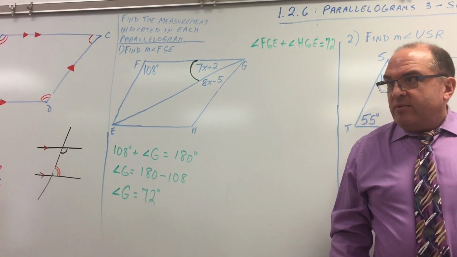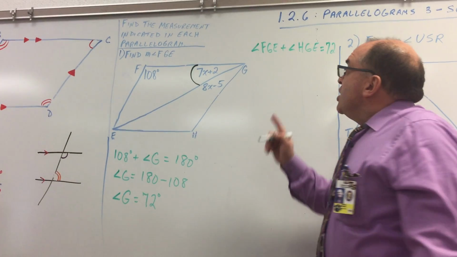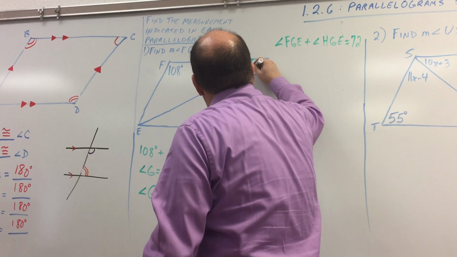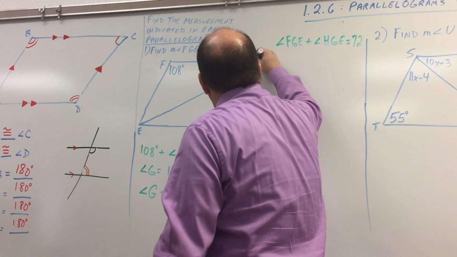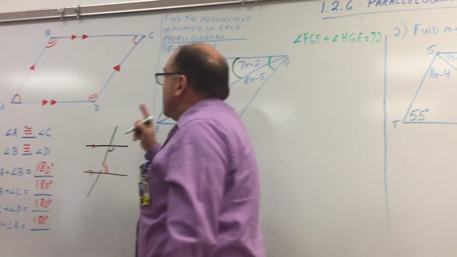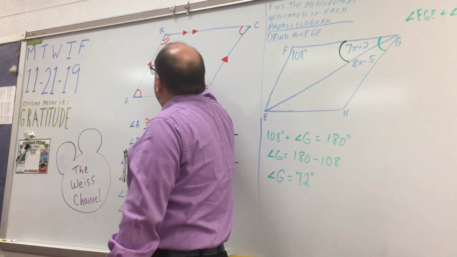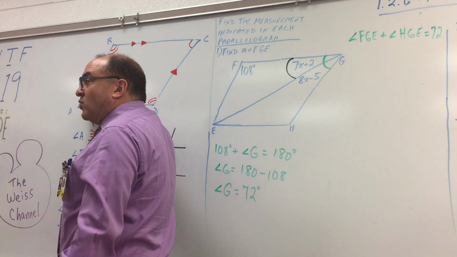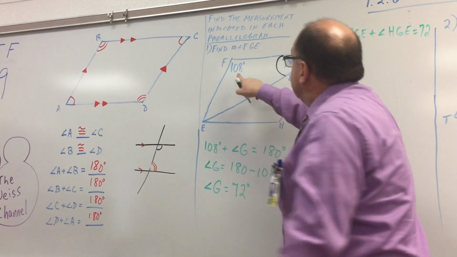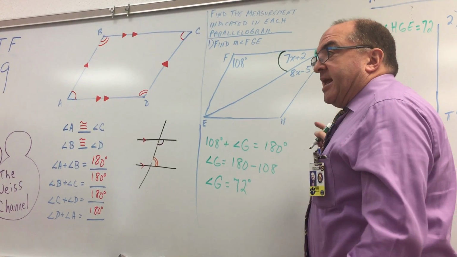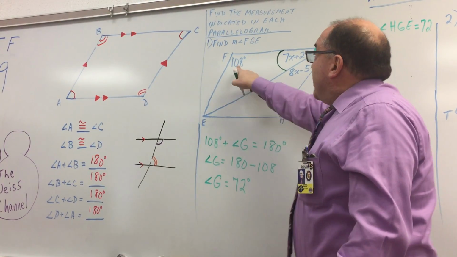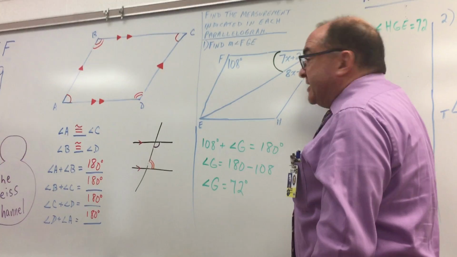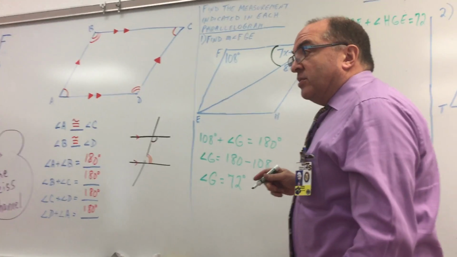Can I have a nod if you understand what I'm saying, please? I don't get it. You don't get it? Do you agree that this entire angle here is 72? Why is it 72? Because, remember, angle A plus angle B is 180. Angle B plus angle C is 180. Angle C plus angle D is 180. Angle D plus angle A is 180. So what I'm saying here is angle F plus angle G is 180. You with me? So if angle F is 108, then 180 minus 108 is 72. This whole thing is 72.